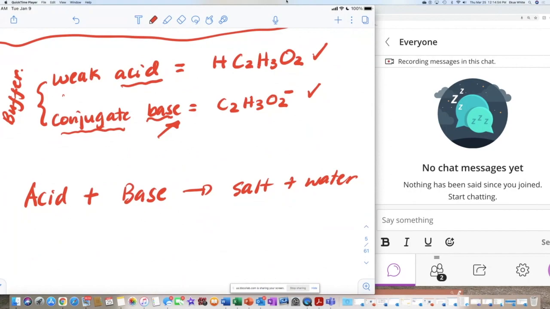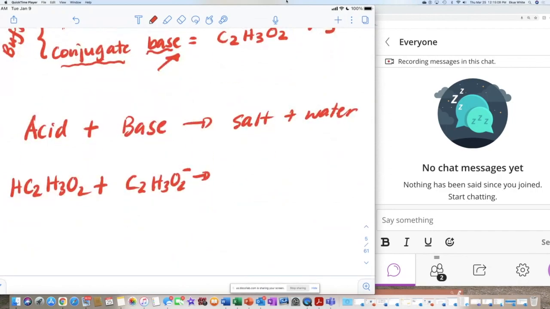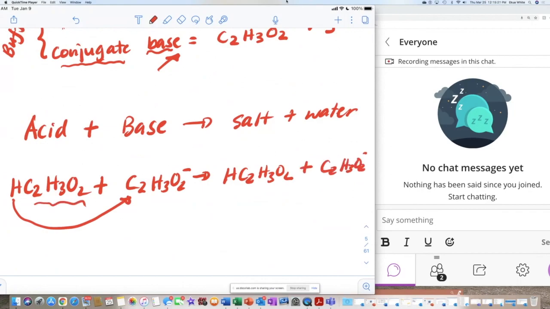So let's try to react this acid with the base. HC2H3O2 plus its conjugate base, C2H3O2. So let's pretend they react. The only way they can react is with this H combining with that. And what does it form? HC2H3O2. And then this one will be left by itself, which would be C2H3O2. Do you see what they just did?